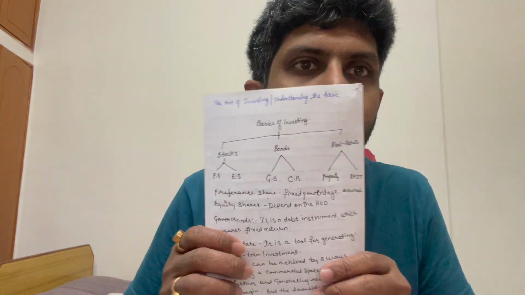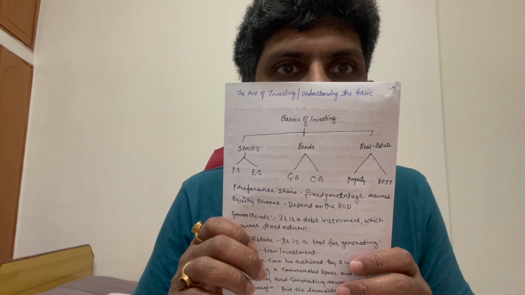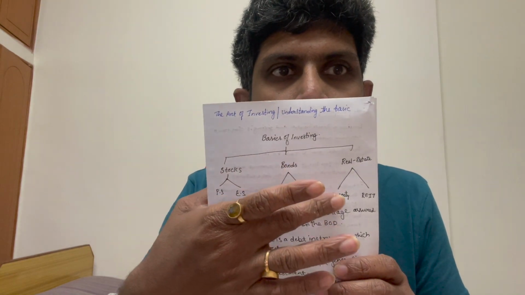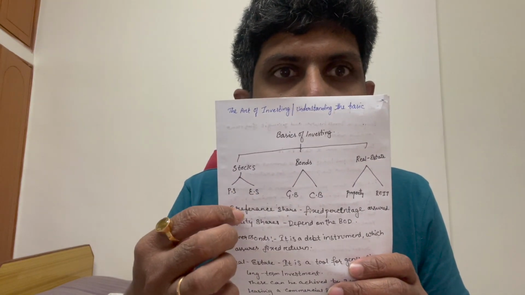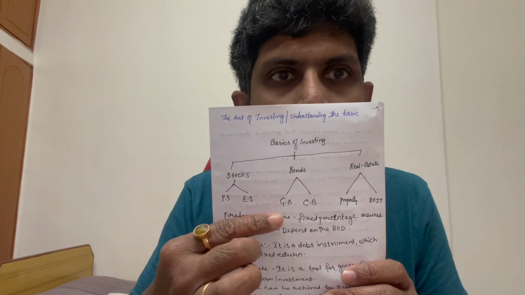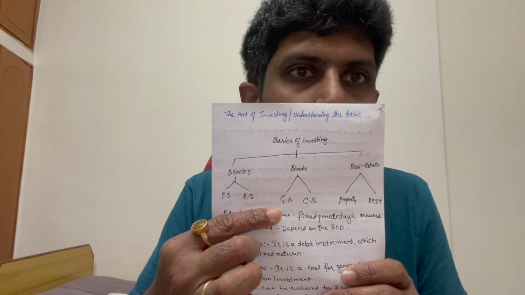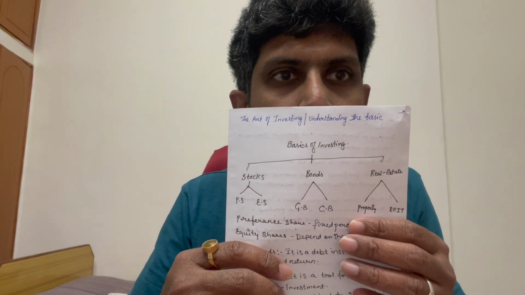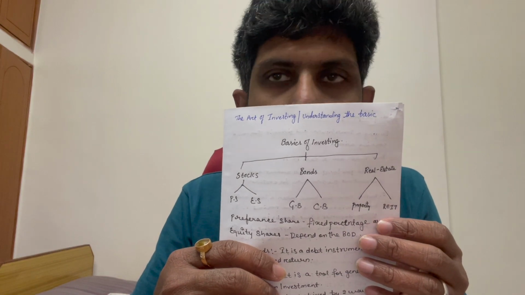Now the very first thing is, investing has three categories or three types. As you can see in this chart, there are three types of investment. One is your stock, one is your bonds, one is your real estate. I have further subdivided them: stocks have two types, preference share and equity share. Bonds have two categories, government bond and corporate bond. And your real estate has two, one is property investment, one is a REIT.